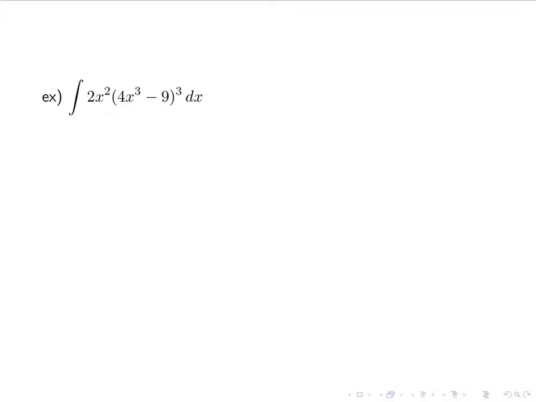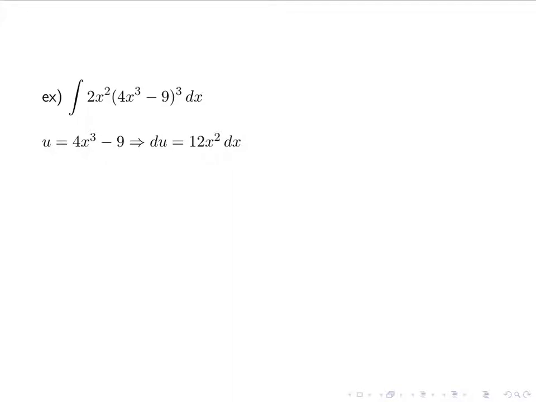So let's try another one. The integral of 2x squared times (4x cubed minus 9) cubed dx. So again, I have a function being raised to a power, so I'm going to let u be that function. Then I differentiate. Again, I'm going to bring that dx over at the same step. So the derivative is 12x squared. Bring the dx over.